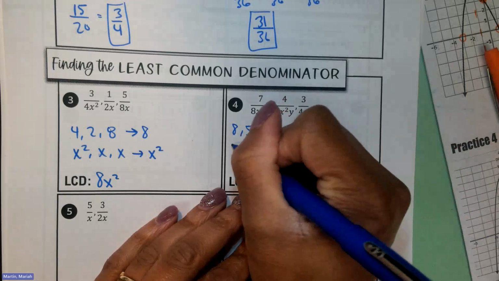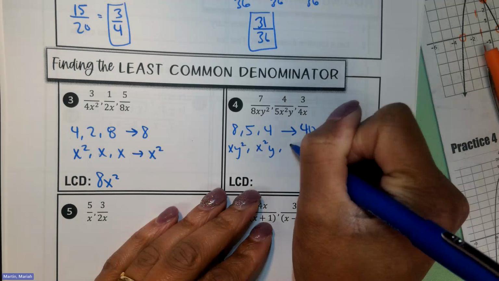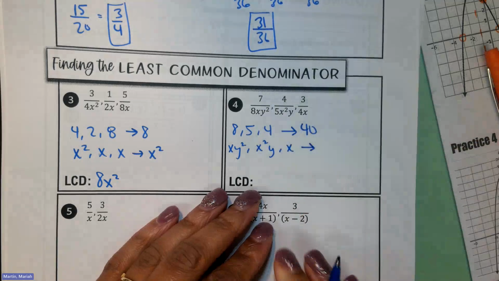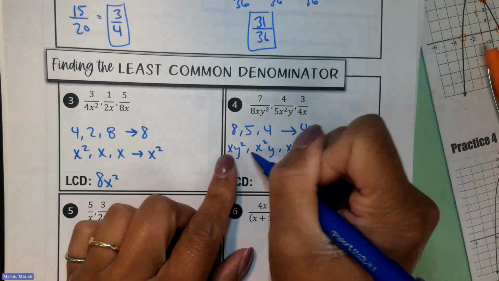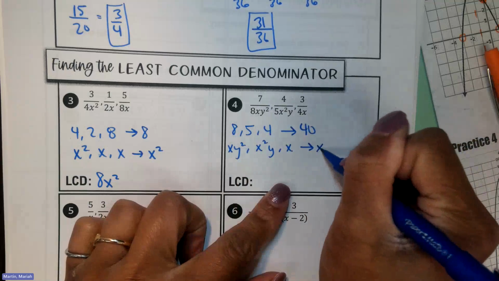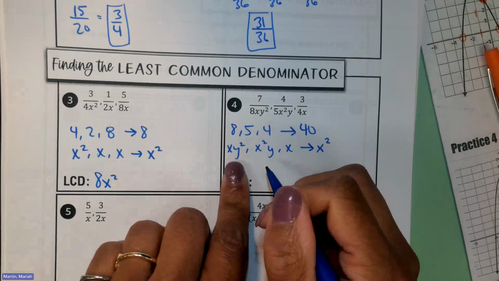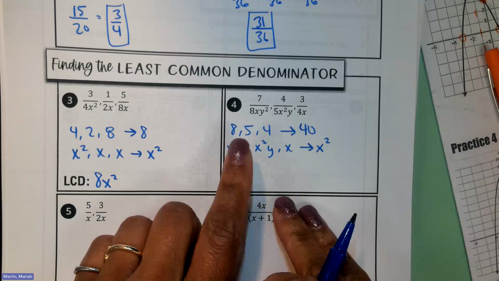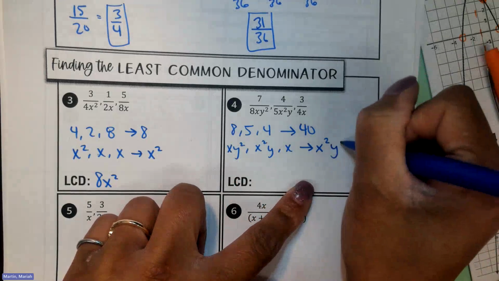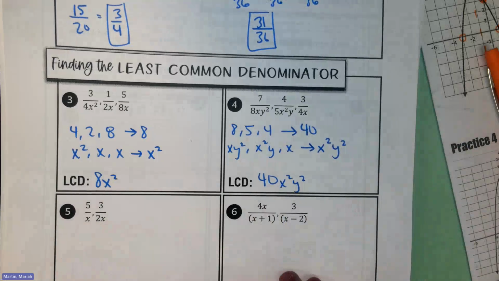Then we have xy squared, x squared y, and then we have x. So from here, we know we need to have the same number of variables. Exponents have to be the same. So for the x's, we know they need to have x squared. So x squared, and x, very similar to this one, we know we need to use x squared. Then we have y squared and a y. And even though this one has no y's left, we know they have to at least have two of them. So x squared, y squared. So 40 x squared y squared would be our LCD.